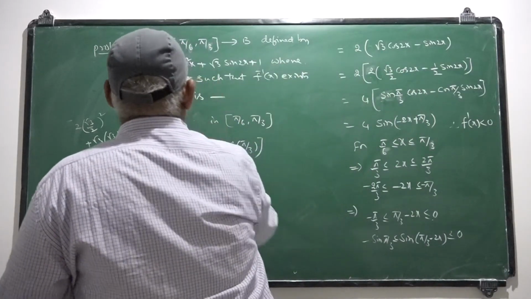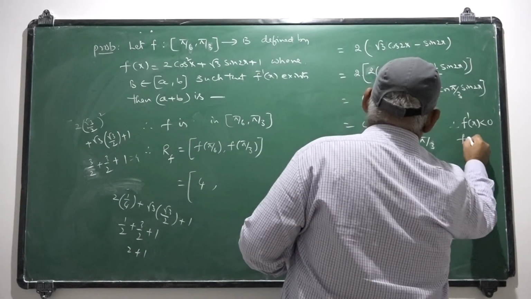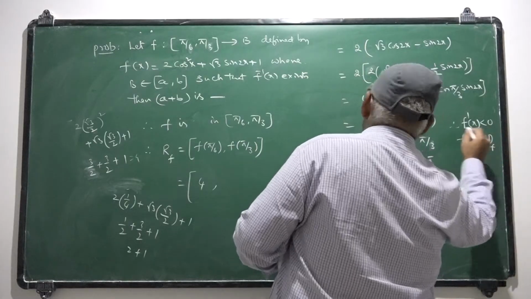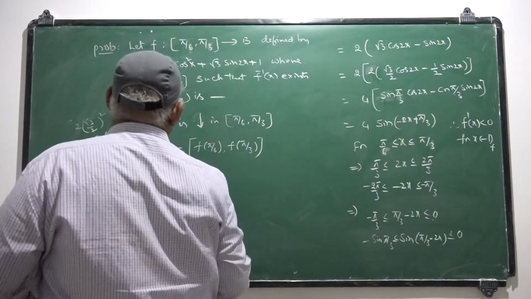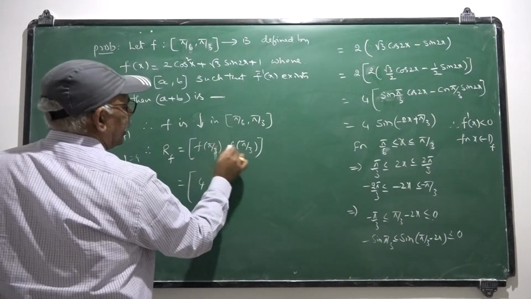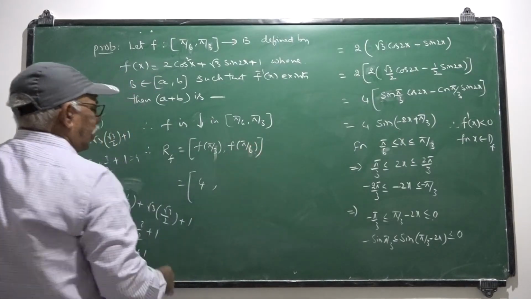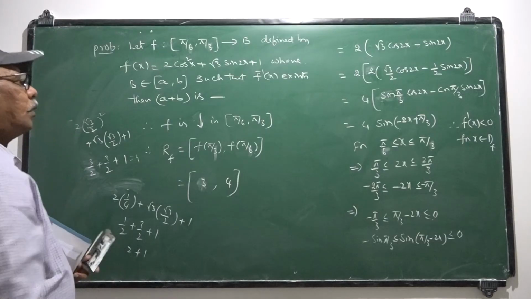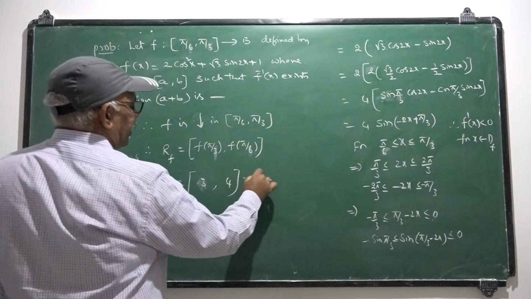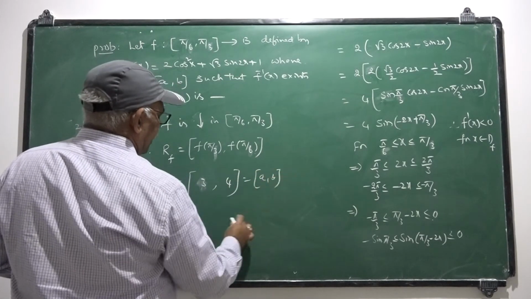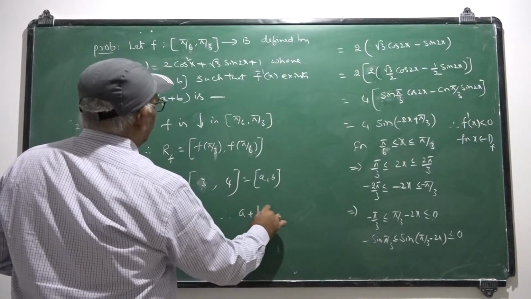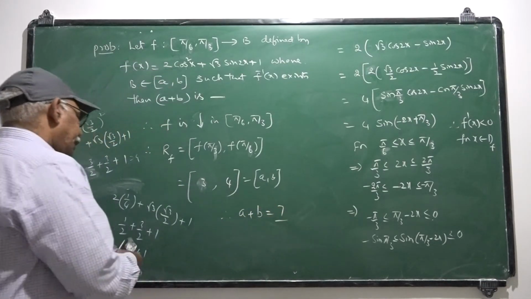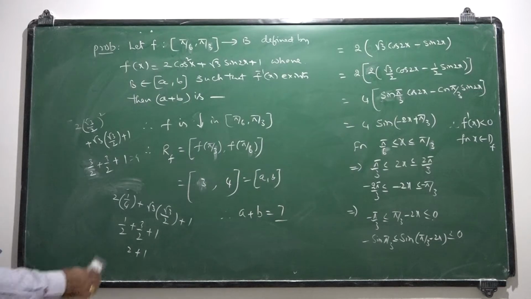So f is decreasing for x belonging to the domain of the function. Hence this is 3 and this is 4, which is equal to a, b here. So a plus b is 7. The required value is 7.